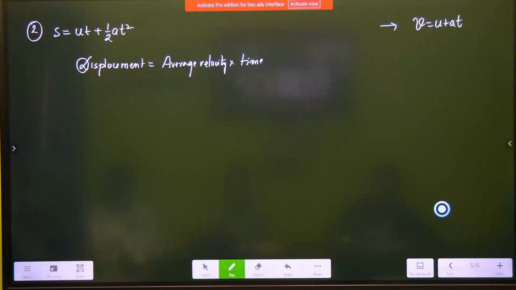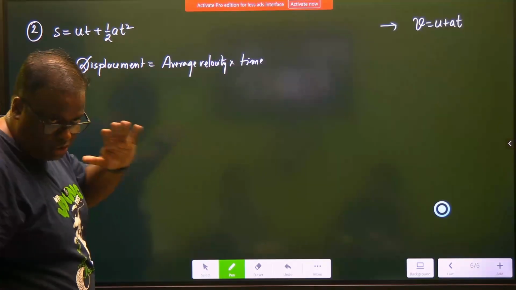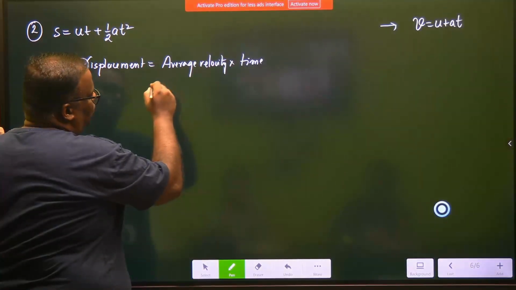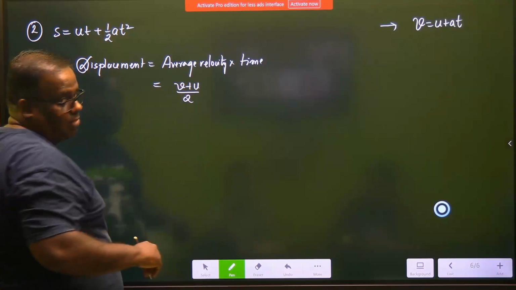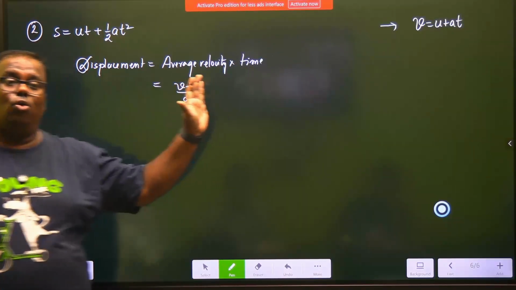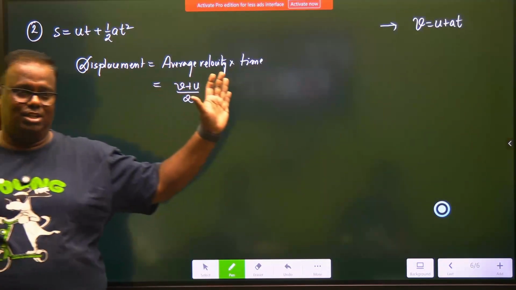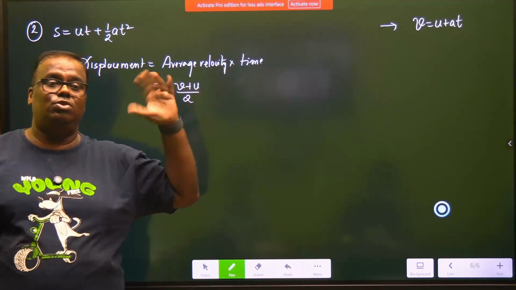Average velocity multiplied by time. Okay? If acceleration is constant. Now why didn't we give you this formula? Average velocity is given as (v plus u) by 2. This is valid only when acceleration is constant. Otherwise, for this average velocity, you don't have a formula.